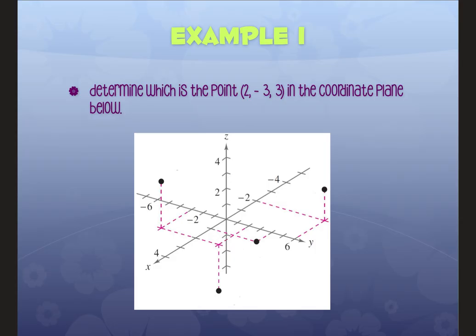All right, so the first type of question is going to be to identify which of these dots is formed by this coordinate point. So my (2, -3, 3) means that my X is 2. That's a positive 2. So we're going to move forward because my positive X is here. We're going to move forward 2 spaces. My Y is negative 3. So my positive Y is over here. We're going to go left 1, 2, 3. And my Z is positive 3. So we're going to go up 1, 2, 3. And this coordinate point right here would be (2, -3, 3).